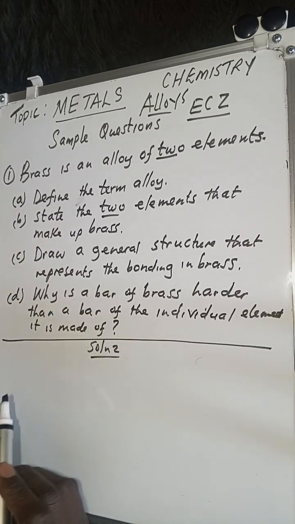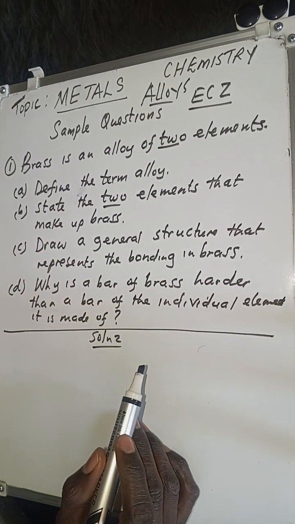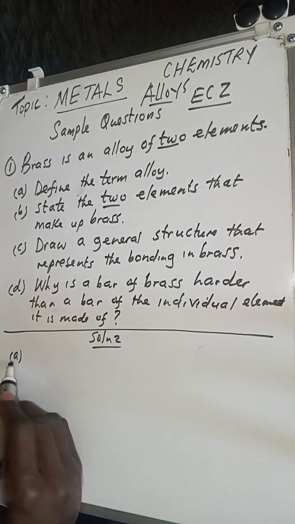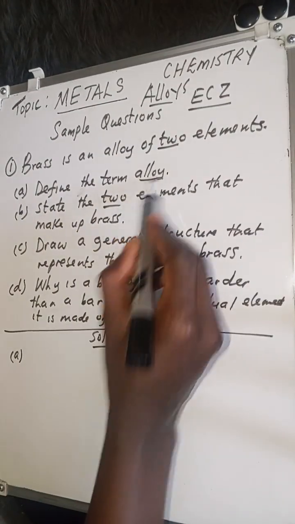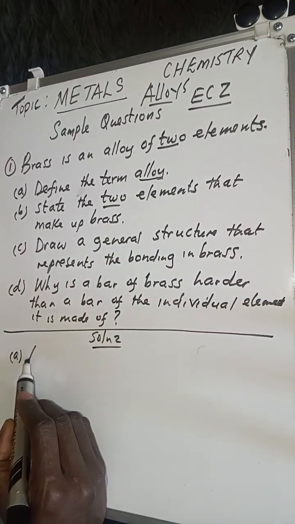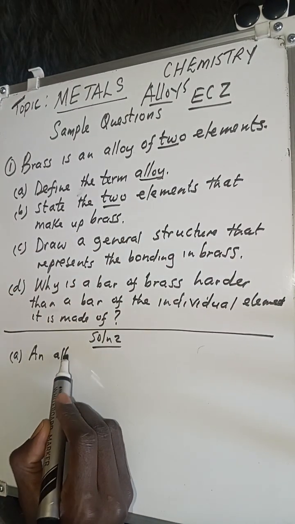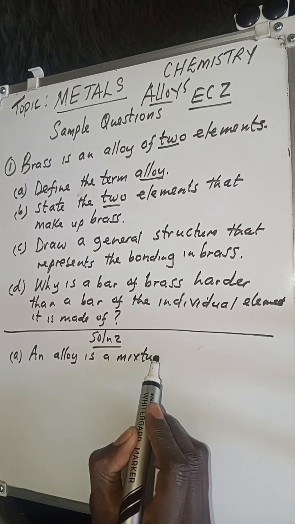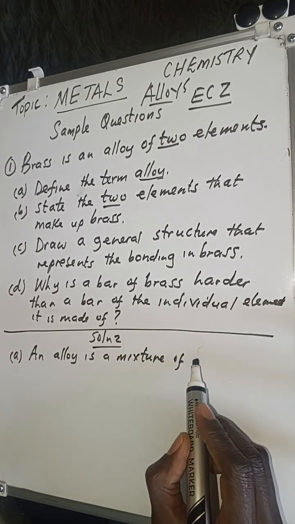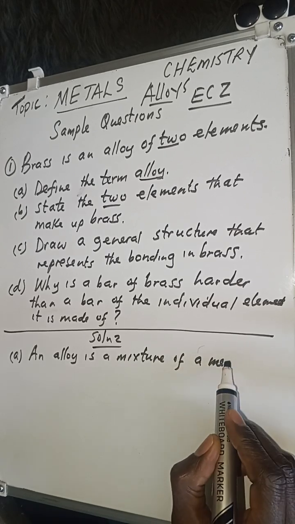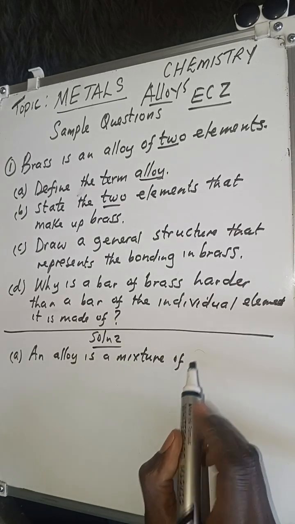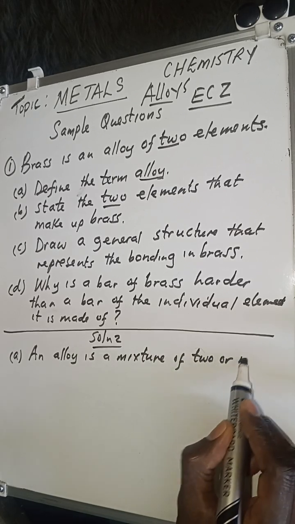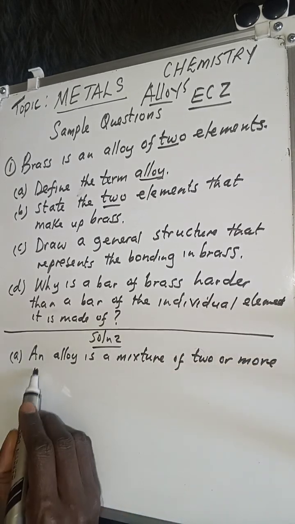says that brass is an alloy of two elements. Then the question says define the term alloy. So they want you to define the term alloy. Remember, we said an alloy is a mixture of two or more metals. So you can say it's a mixture of two or more metals.